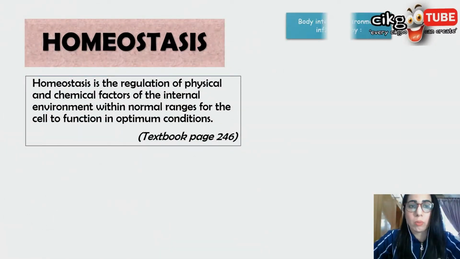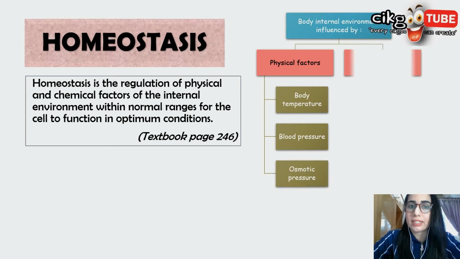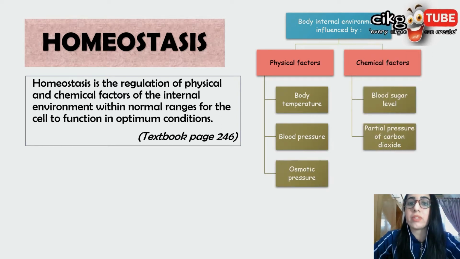Now, what is homeostasis? Homeostasis is the regulation of physical and chemical factors of the internal environment within normal ranges for the cell to function in optimum conditions. The body's internal environment is influenced by physical factors and chemical factors. Physical factors are such as body temperature, blood pressure, and osmotic pressure. Chemical factors are blood sugar level and partial pressure of carbon dioxide, and we are going to see the regulation of all these.